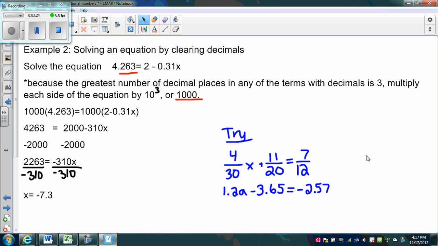So what I'd like you to do is try 2 problems. The first one, clear the fraction by finding the LCD of 30, 20, and 12. And the second one, clear the decimals by multiplying by, in this case, it would only be 100 because the most you have is 2 decimals. Go ahead and press pause now and give those a try.